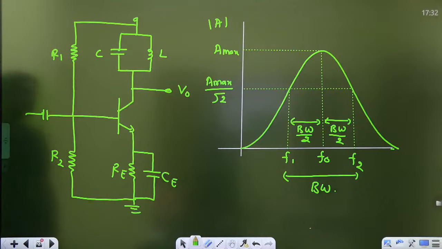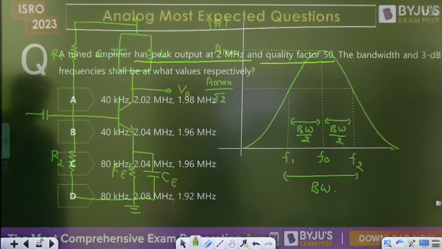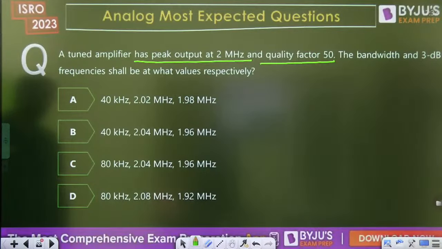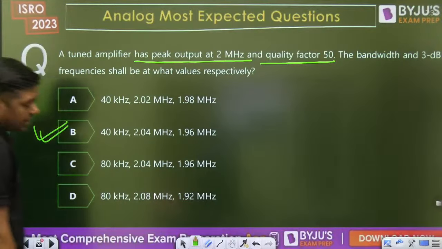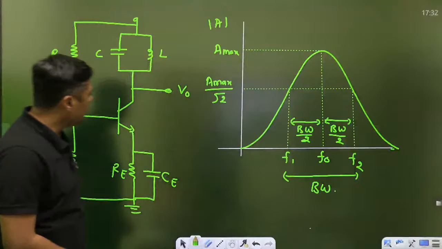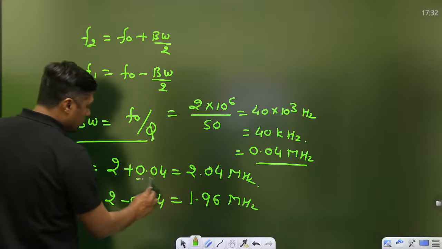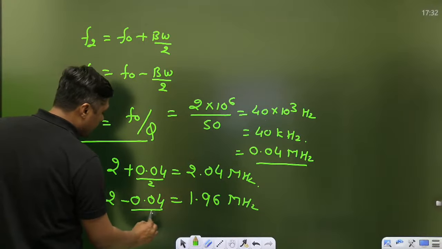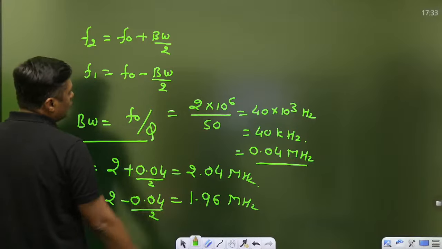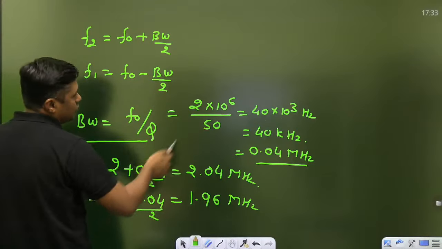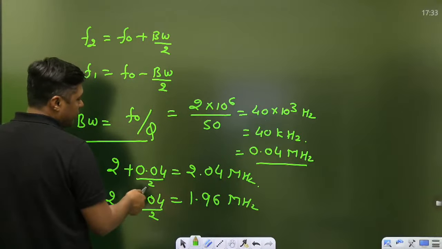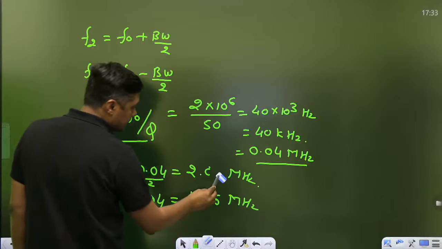Now, next question. So which answer is correct? This one: 40 kilohertz, 2.04, 1.96 megahertz. But tell me, is it right? No. Is it not right? Bandwidth by 2. Calculation mistake. Bandwidth by 2. Who will do the 2? Because the bandwidth is 40 kilohertz, now it is divided by 2. So what is the actual answer?